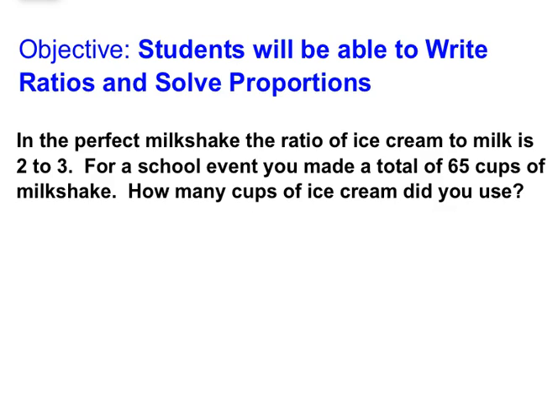The first question says, in a perfect milkshake, the ratio of ice cream to milk is 2 to 3. If you need to make 2 parts ice cream, you should have 3 parts of milk. For a school event, you need a total of 65 cups of milkshake. How many cups of ice cream do you use?